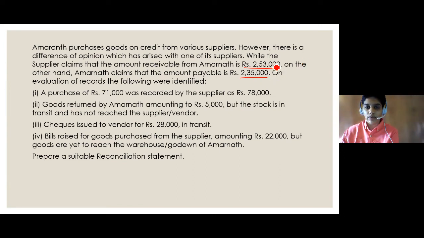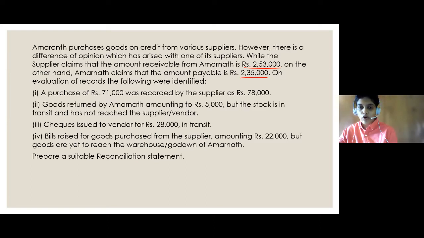Now, in this case, we have both the balances given. When we were preparing the reconciliation statement for receivables, it was fairly simple compared to this. We were just trying to ascertain the balance. In this case, the question is a bit different because we have been given the balances as per both the parties. And then we have been given the items of difference as to why both of them are saying that the amount due is different. Based on this, we are supposed to prepare this particular reconciliation statement.